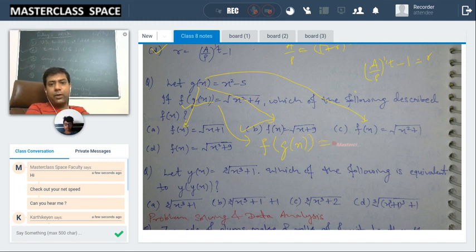F of g of x is under root x square plus 4. So why can't I write this as x square minus 5 plus 9? Now can you see g of x? This is g of x. I can write this as root g of x plus 9. Can I replace this g of x by simply x? In order to make it f of x, wherever I am getting g of x, I'll replace by x. So f of x is going to be under root x plus 9. Which is B. Got it? In both the ways you are getting it. Fine. Okay, then next question.